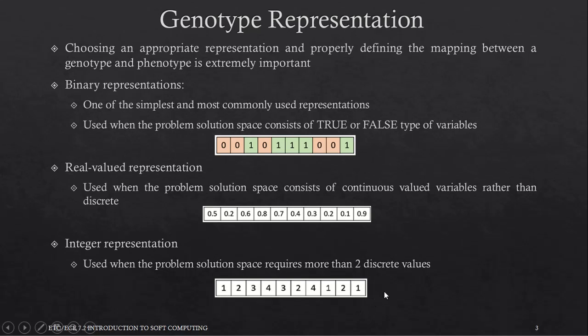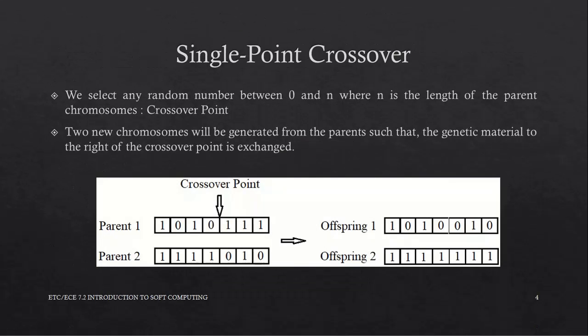Now that we have understood what a genotype representation means, let us come back to the crossover operators. We have now understood that the choice of a particular crossover operator is representation dependent. The first type of crossover that we will study today is called the single point crossover.